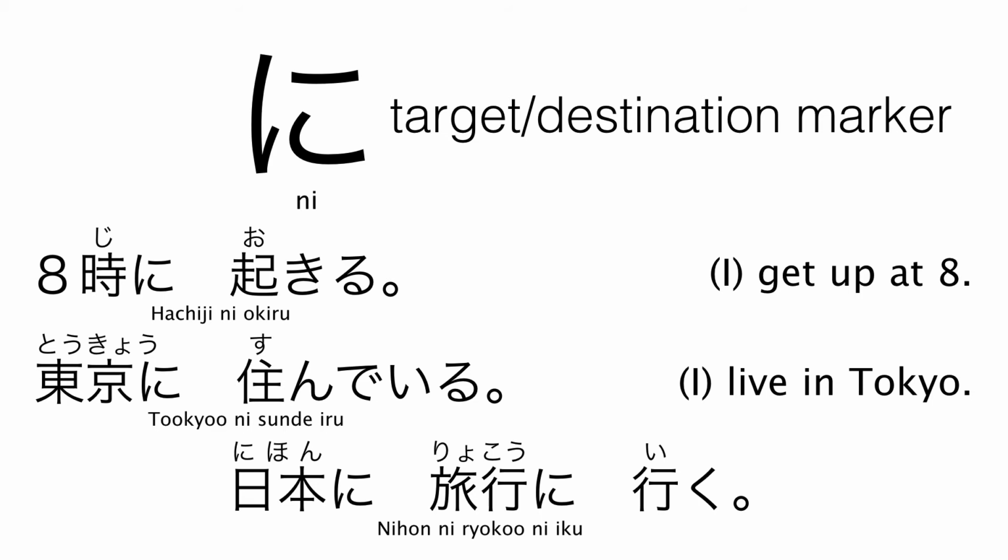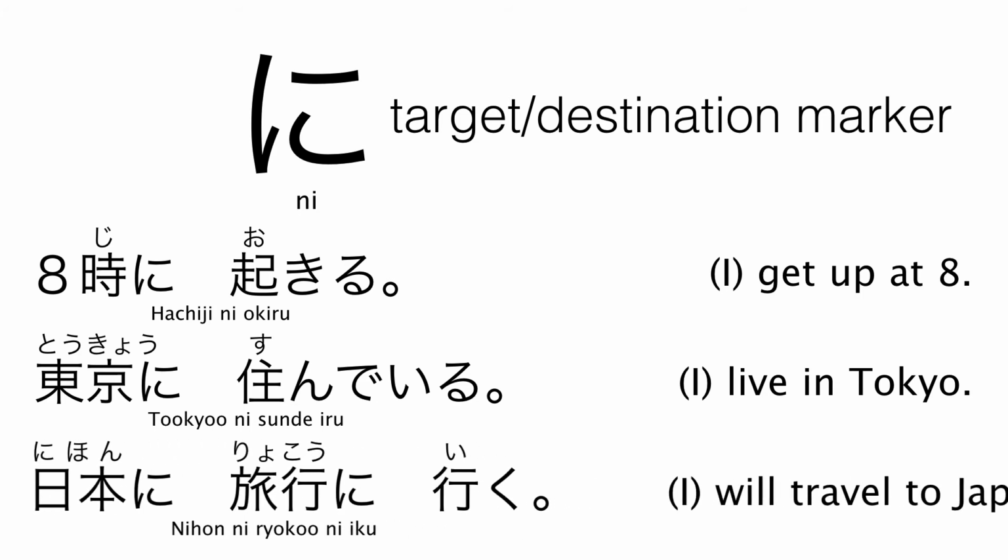The final example, 日本に旅行に行く. 行く is a motion verb which usually requires the direction. Here it is 日本, to Japan. And 旅行 is a noun that means a trip. So 旅行 is neither place nor time. It is the purpose of your action of going to Japan. So 日本に旅行に行く translates to I will travel to Japan.